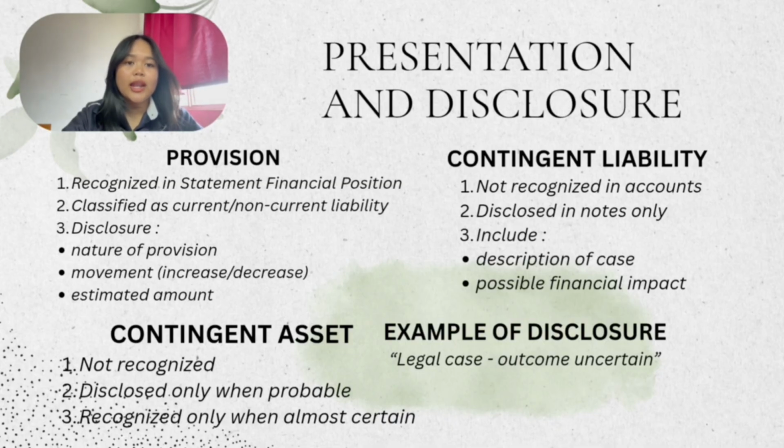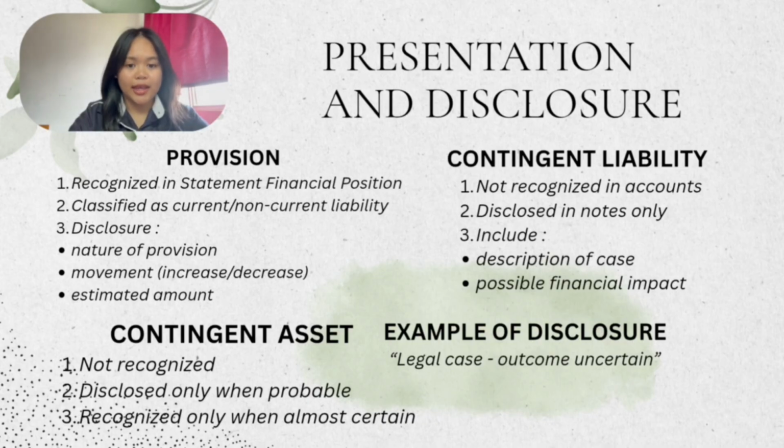Next, for contingent liabilities. Contingent liabilities are not recorded in the financial statements because they are uncertain and may not result in an actual obligation. However, they must still be disclosed in the notes. The disclosure usually includes a description of the situation and the possible financial effect if it can be estimated. For example, a company may be involved in a lawsuit, but the outcome is still uncertain.